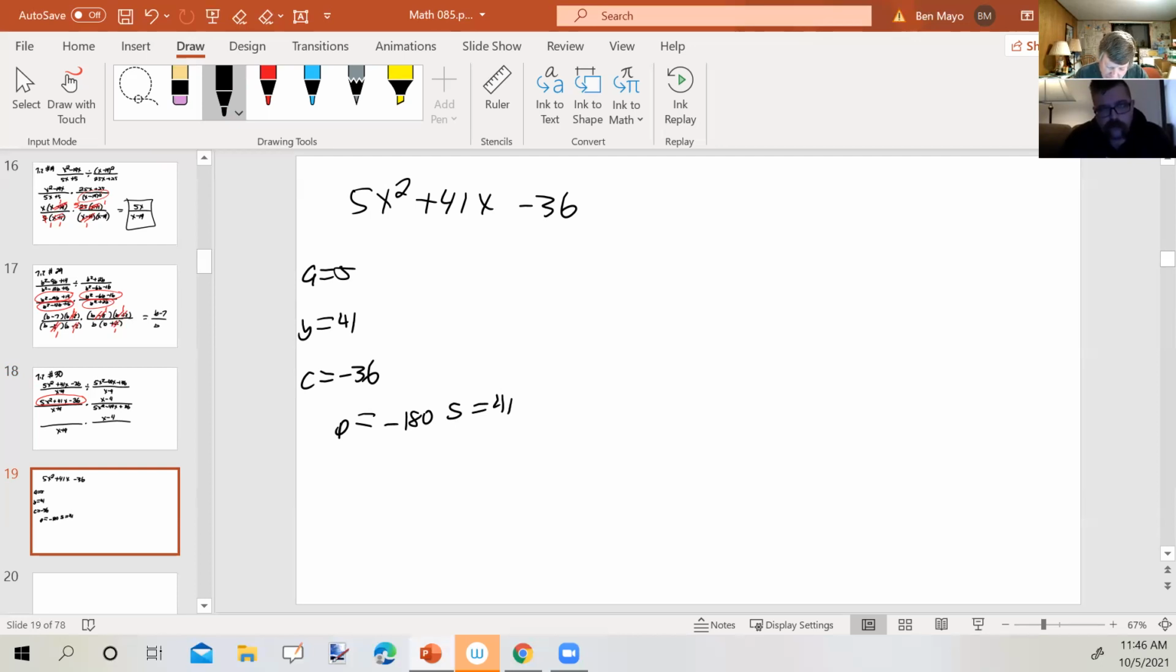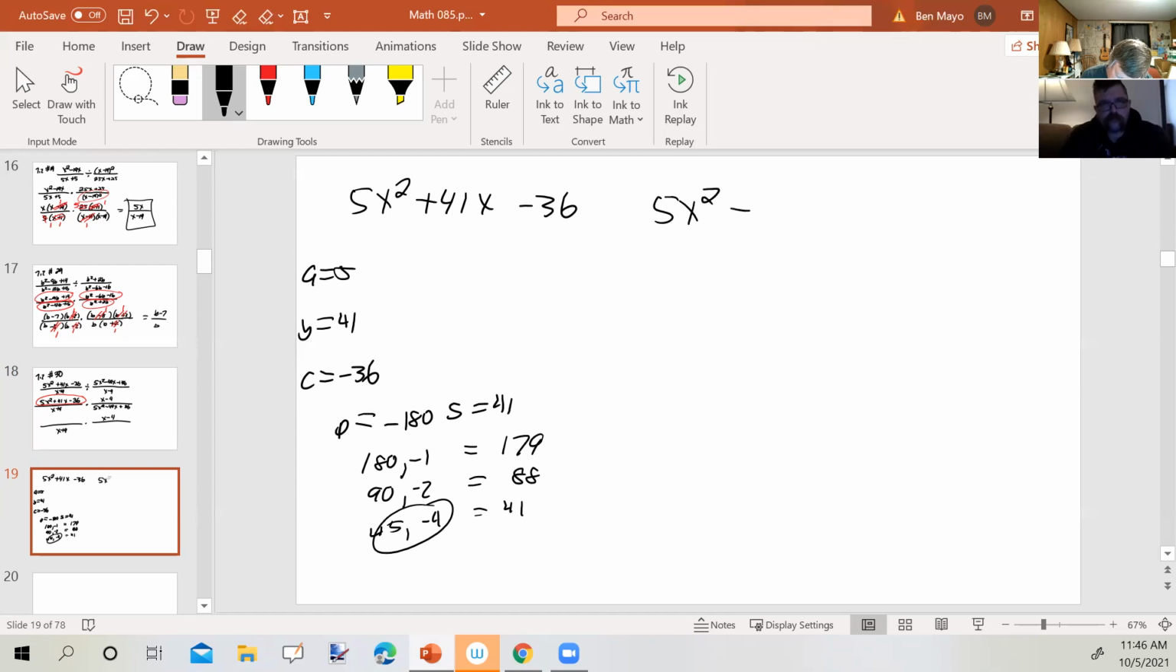Okay. So my product is negative, my sum is positive. So the bigger number has to be positive. Let's try 180 and negative 1. That would give me 179. 90 and negative 2 would give me 88. 45 and negative 4 would give me, bingo, 41. So 45 and negative 4.